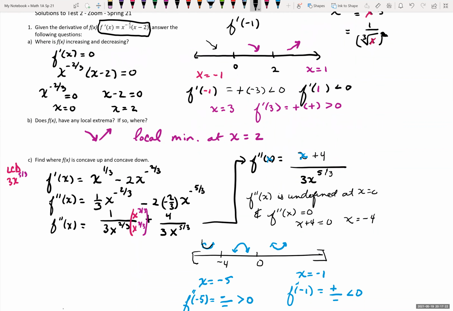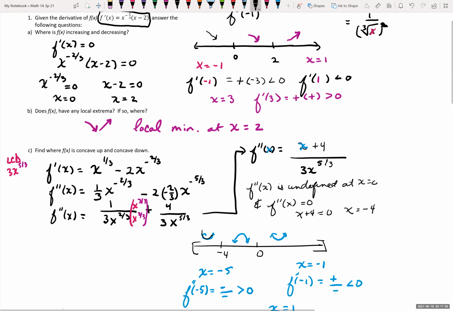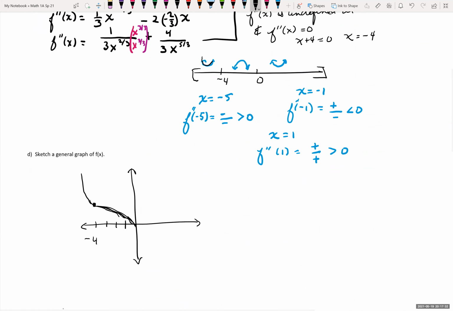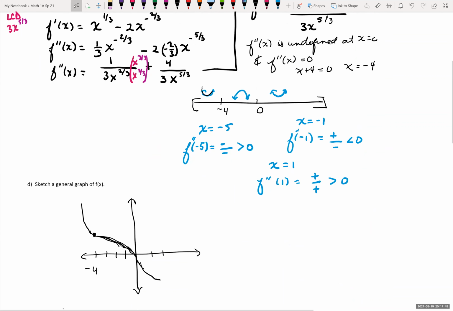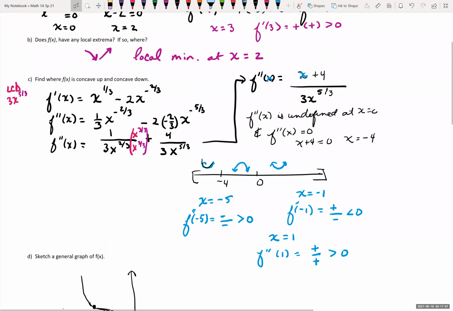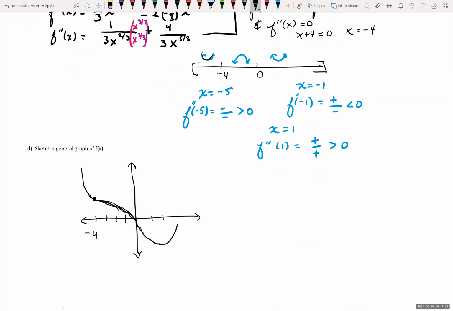And 0 to 2, we're still decreasing, but we're concave up. And then from 2 to infinity, we're going to be increasing, and we're concave up. So we could get something that looked like the following.